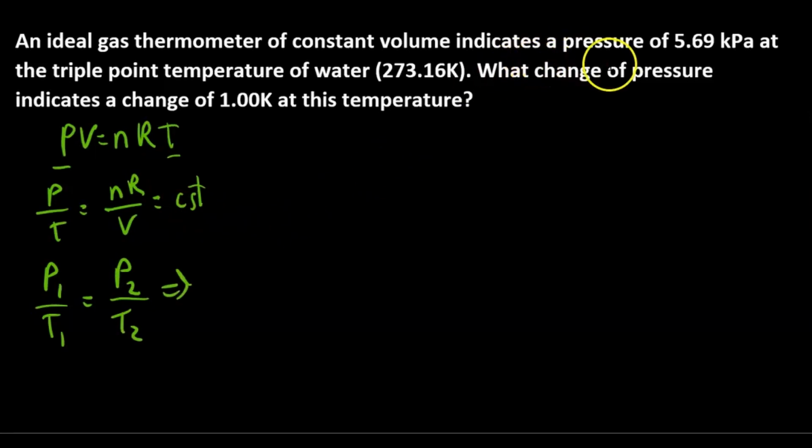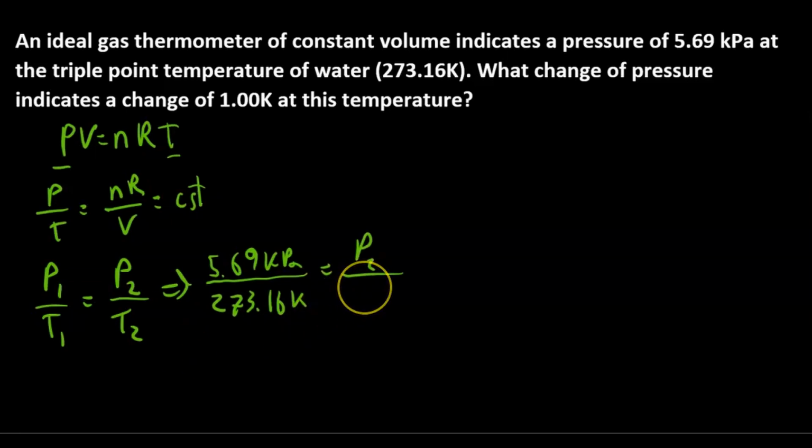Now we're solving for the change of pressure, but we can get the change if we know the final pressure, P2. The initial pressure is 5.69 kilopascals, and that's with a temperature of 273.16 Kelvin. We want the final pressure, and the final temperature is 1 Kelvin greater, so 274.16 Kelvin. We'll solve for P2: just multiply these two, then divide by that one.